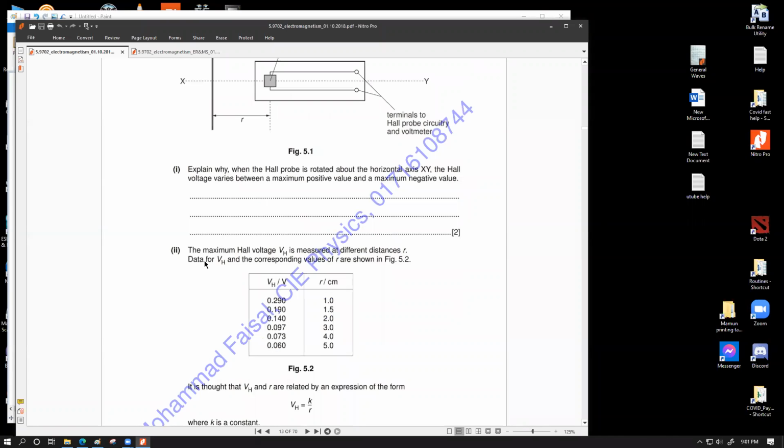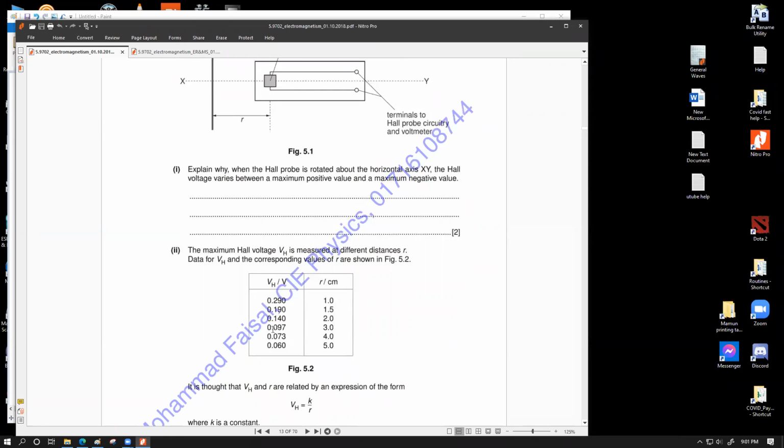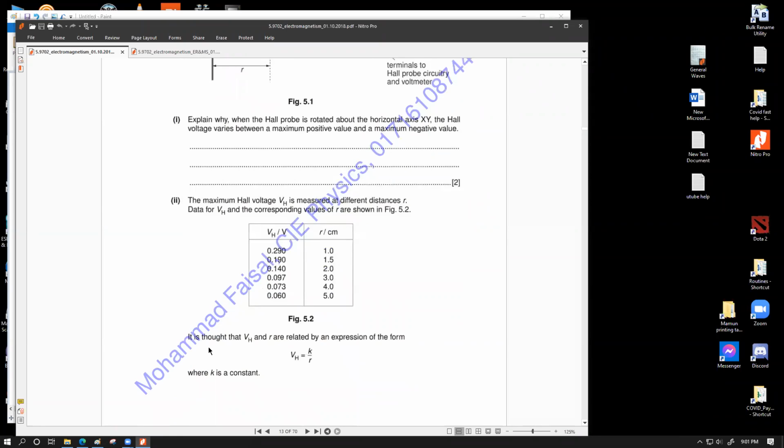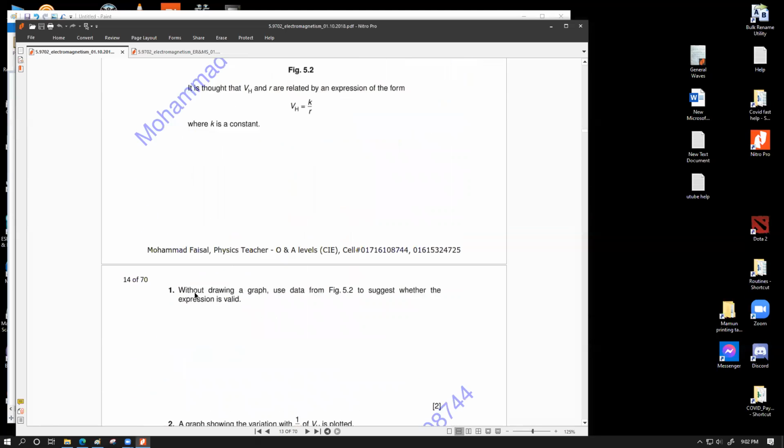Then the question says the maximum Hall voltage VH is measured at different distances. The data for VH and corresponding values of R is shown in figure 5.2. So if we move this Hall probe along this line and vary the distance, at different distances we get different Hall voltage values. It is thought that VH and R are related by the expression VH equals K by R, where K is a constant. Without drawing a graph, use data from figure 5.2 to suggest whether the expression is valid.